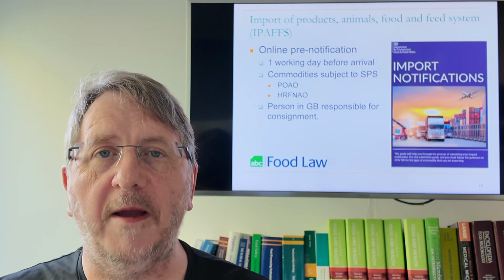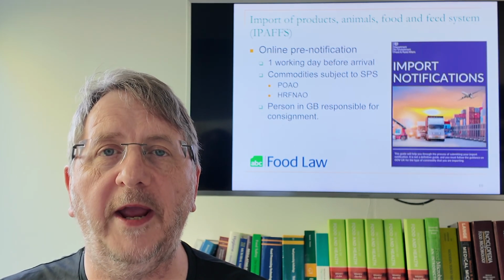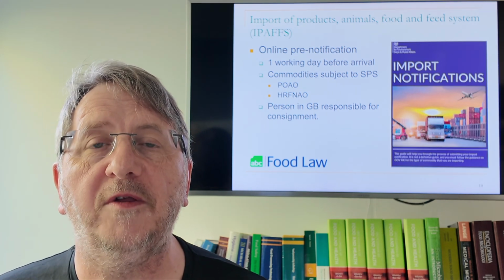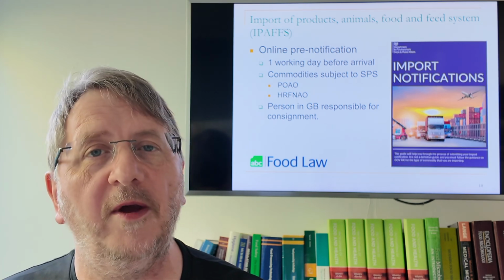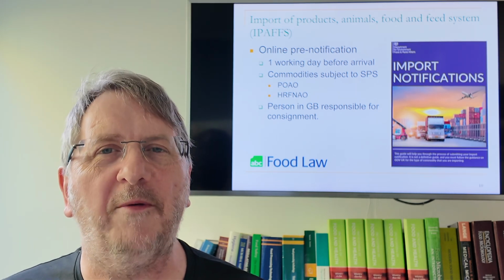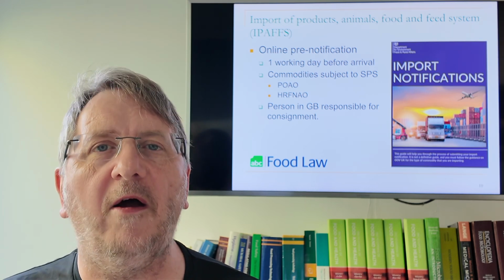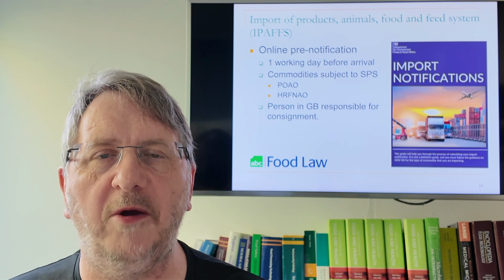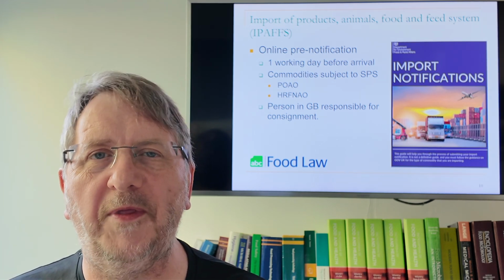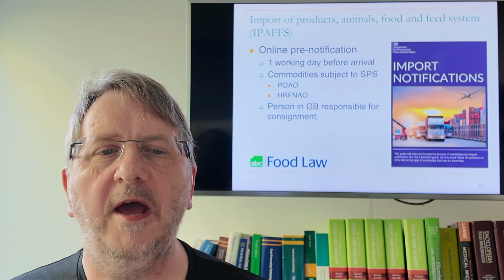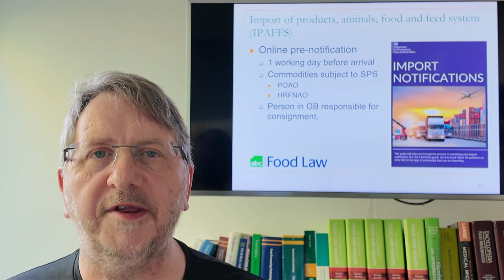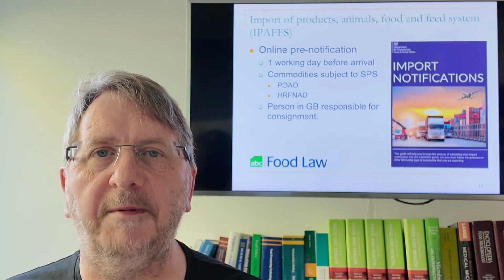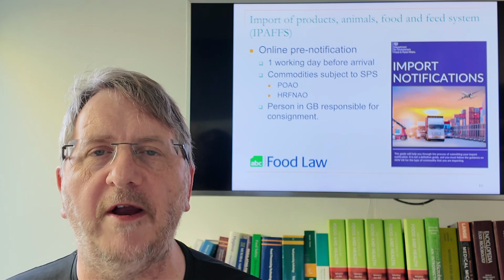In order to pre-notify the border control post that you're bringing, for example, a product of animal origin in, but it also applies to high-risk foods not of animal origin, and also other products that I'm not talking about, a bit outside the scope of this video, like live animals, that are required to be notified before coming into a port, but they fall a little bit outside of my remit. But in order to do this, you need somebody in Great Britain responsible for the consignment. So that needs to be somebody with an office within Great Britain.